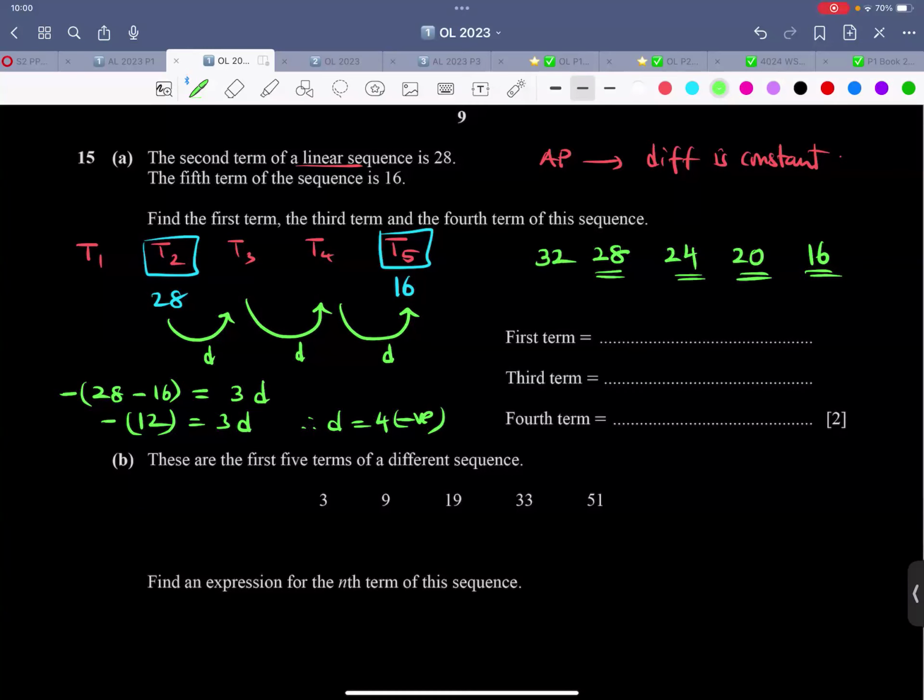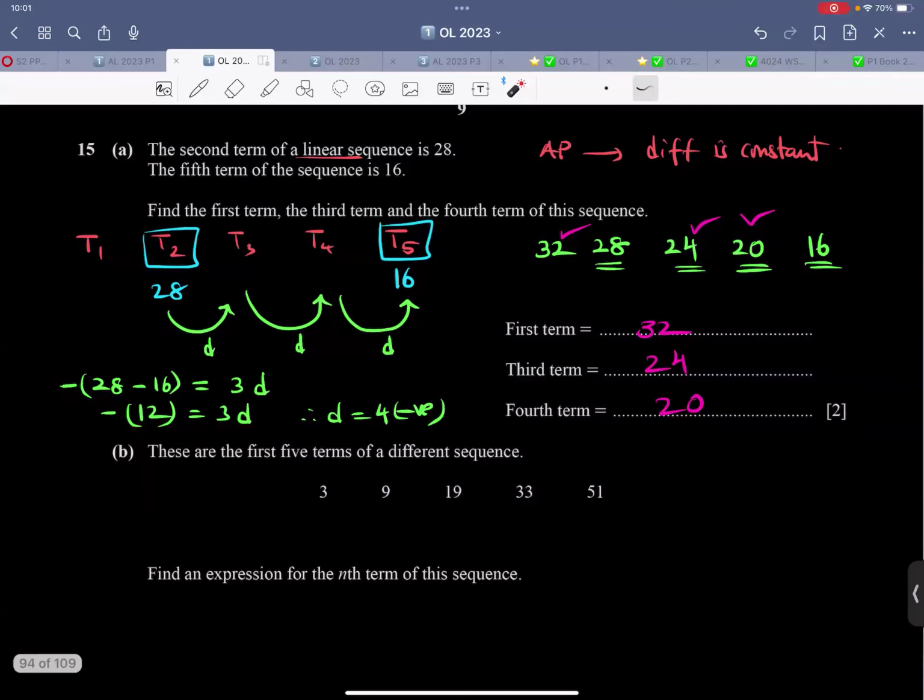So this is 32. So what do we have? We have 32. Second term is 28. Third term is 24. And fourth term is 20. That's how we get this answer. Naturally, if the numbers are becoming lesser, the common difference is negative. If the numbers are becoming greater, the common difference is positive. So you can just calculate a positive value and then give a negative sign yourself.